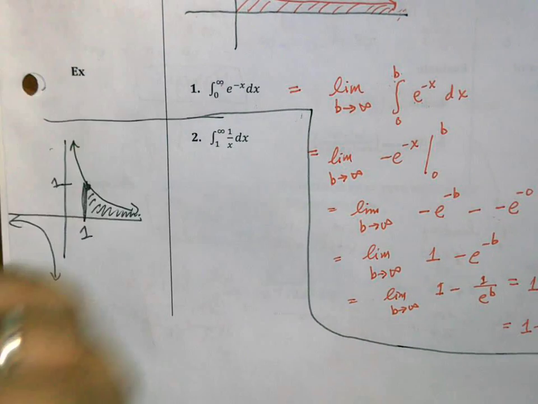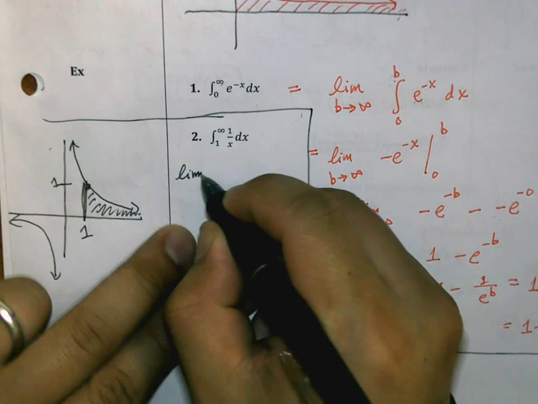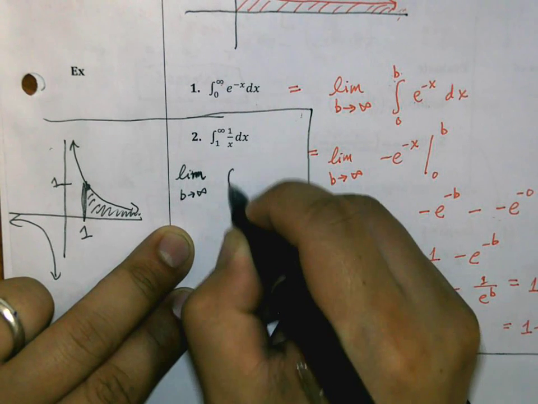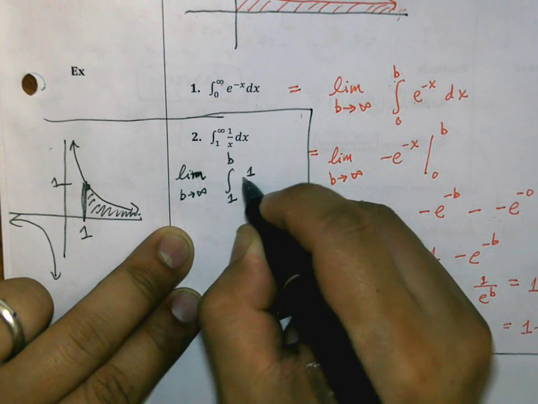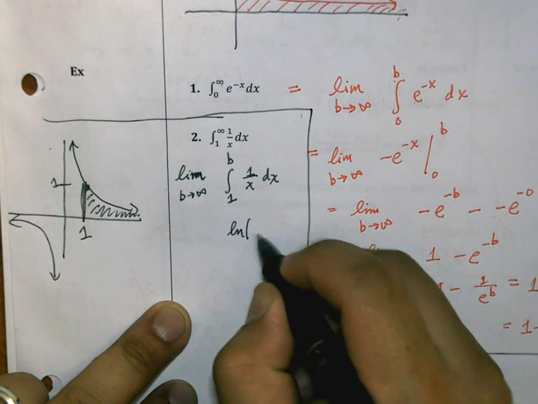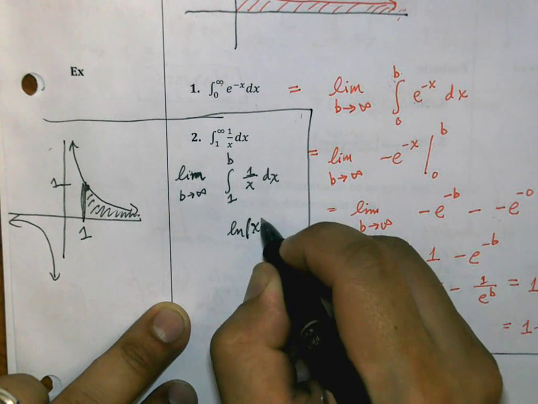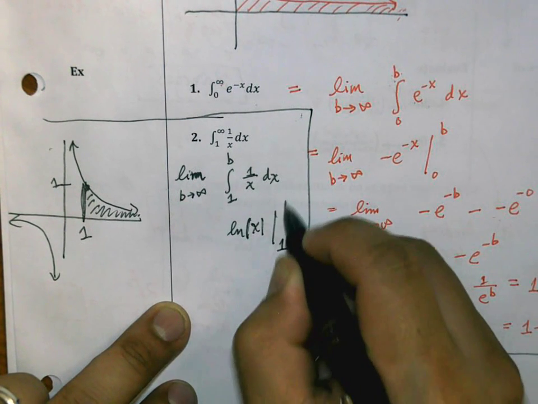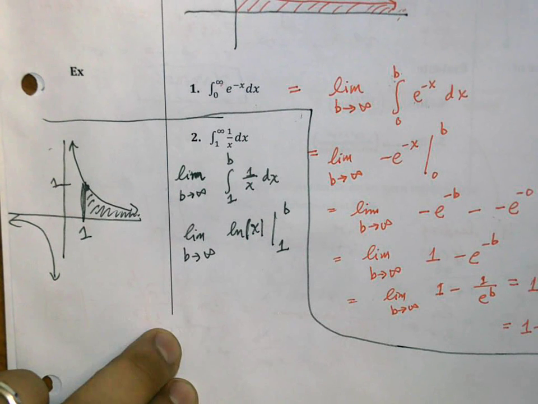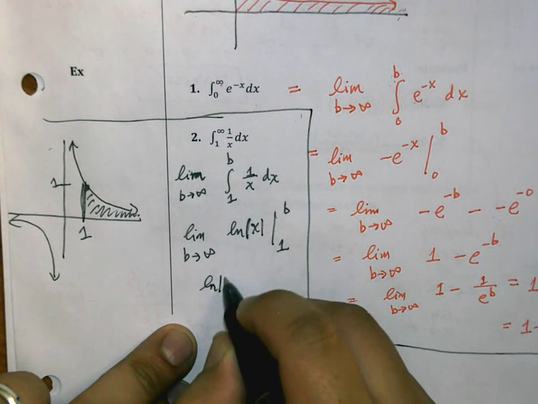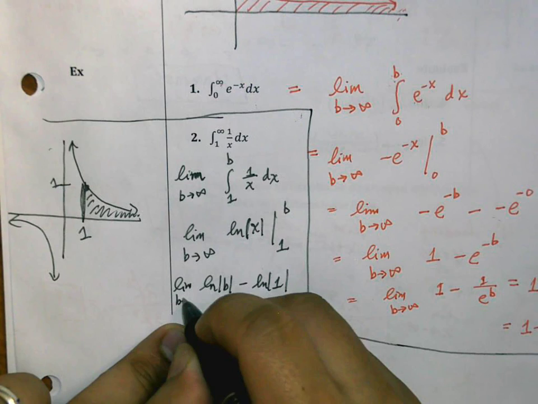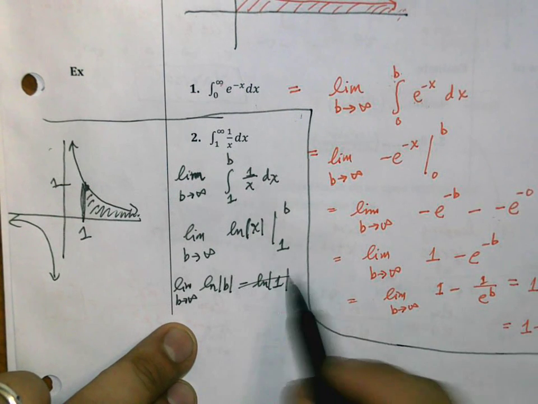We can apply the same concept as before. We take the limit as b approaches infinity of the integral from 1 to b of 1 over x dx. This turns out to be the natural log of the absolute value of x, evaluated between 1 and b, the limit of that as b approaches infinity. So this is the natural log of b minus the natural log of 1, and the natural log of 1 is just 0.